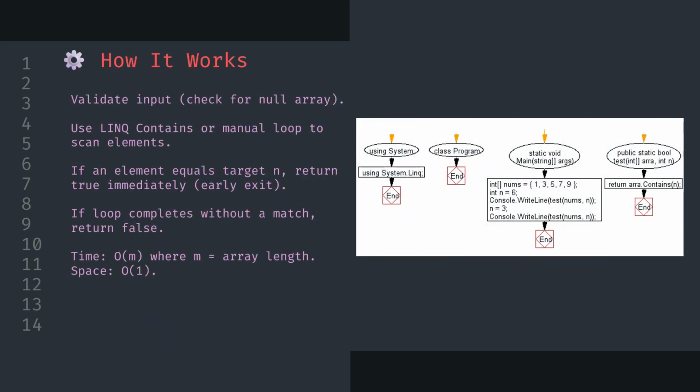This is a straightforward linear search. We scan left to right and stop as soon as we find the value, so it's an early exit. The LINQ version is just syntactic sugar over a similar iteration. For large datasets or frequent lookups, consider sorting plus binary search or using a hash set for O(1) average lookups.